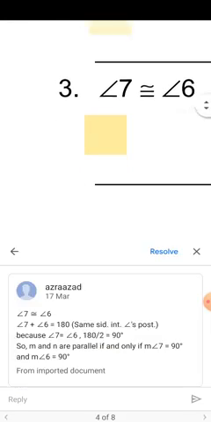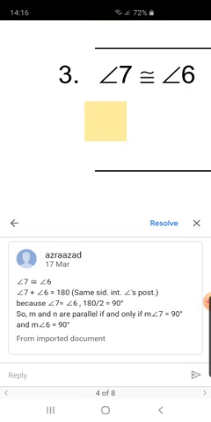So how much do you think each angle should be? If angle 7 is equal to angle 6 and both of them should give you 180, we will divide that by 2 because they should be equal, right? So each angle should be 90 degrees because 180 divided by 2 is 90 degrees. Here there's a different kind of question. You can read, I have put the note down. M and N are parallel if and only if angle 7 is equal to 90 degrees and angle 6 is equal to 90 degrees.